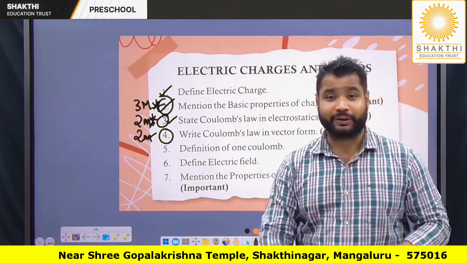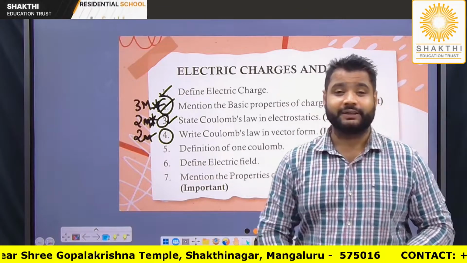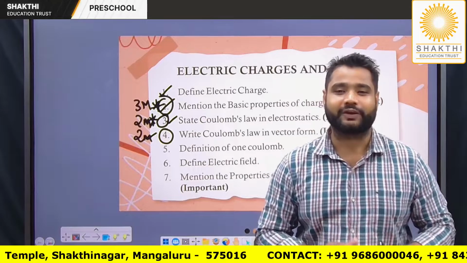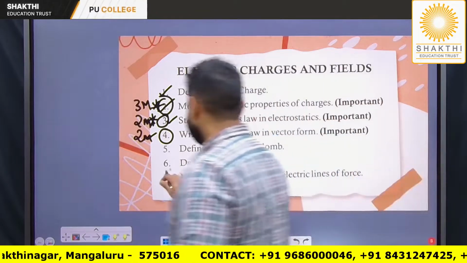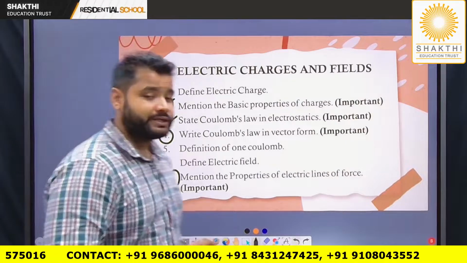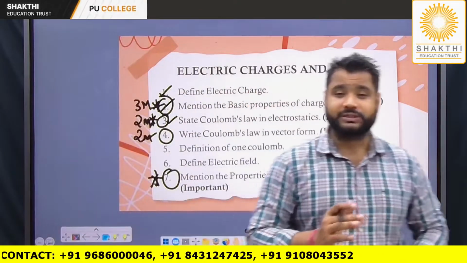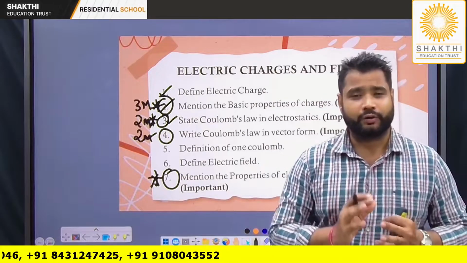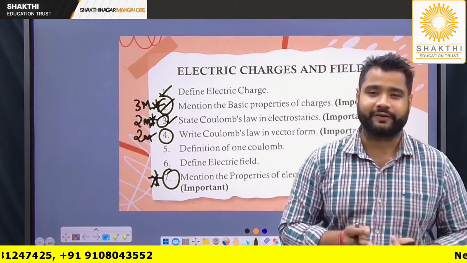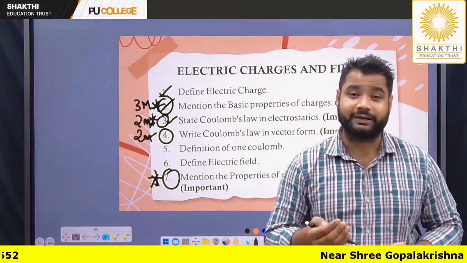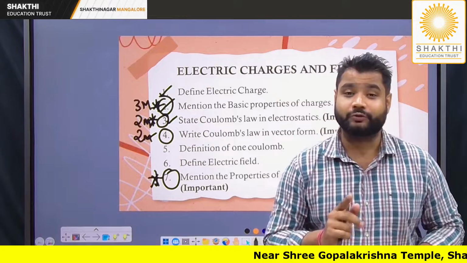Let me move ahead. I have one more important 3-mark question, guys. The next question is: mention the properties of electric field lines. You need to mention any 3 properties. You must have studied around 5 to 6 properties, but on the safer side, always write 4 or 5. If you make a mistake in any one property, at least you have a backup so that you fetch the complete 3 marks.